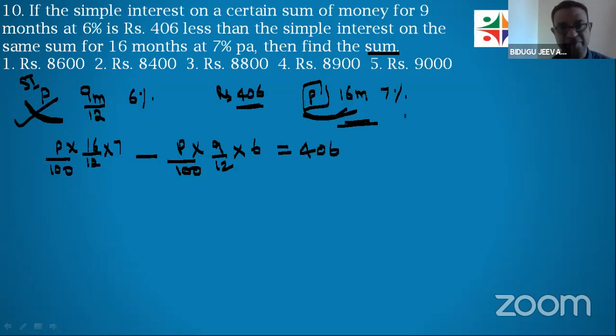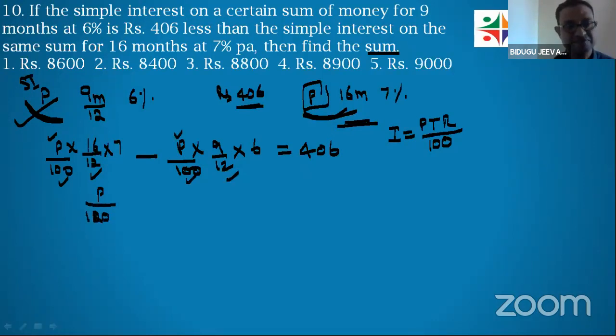The interest means I is equal to PTR by 100; they're talking about simple interest. I want to go for simplification, so my method is to take the common part first. What is the common part? P is there, 100 is there, 12 is there. Here also P, 100, 12. Let me take P by 1200. What is the leftover part? 16 into 7, 112, minus 9 into 6, 54, is equal to 406.